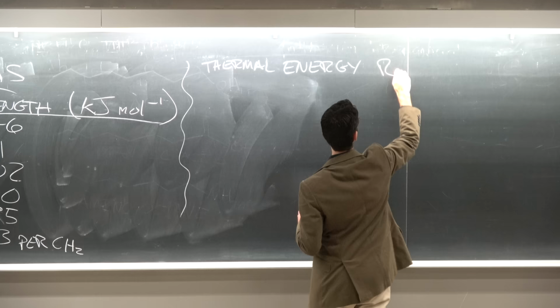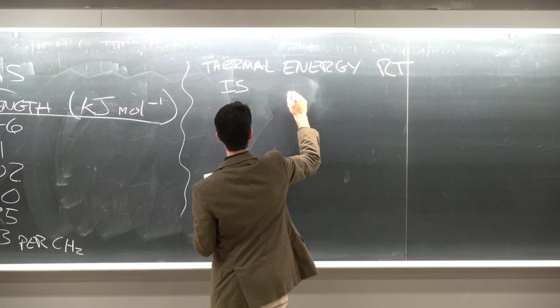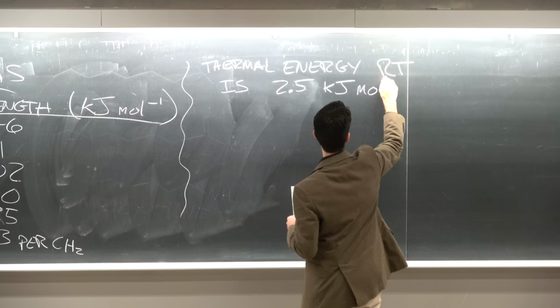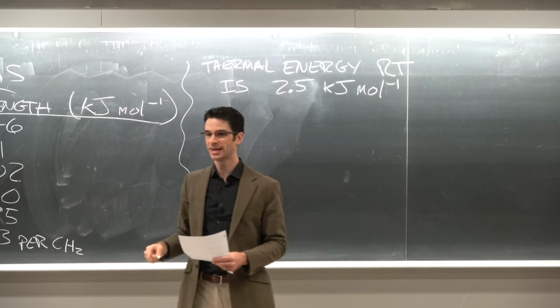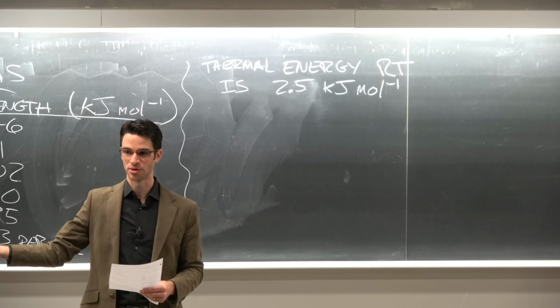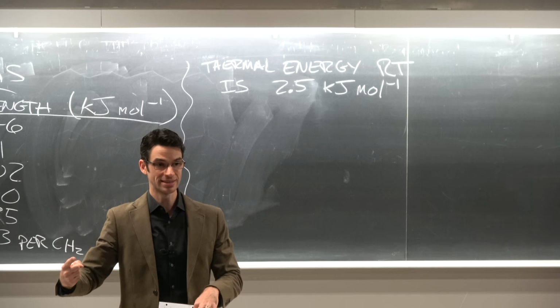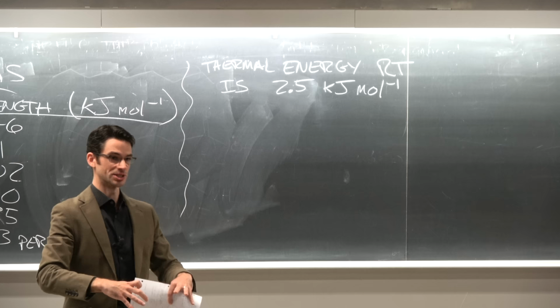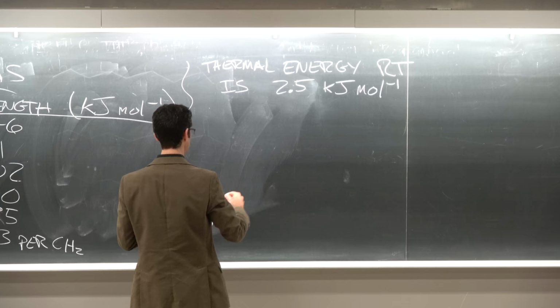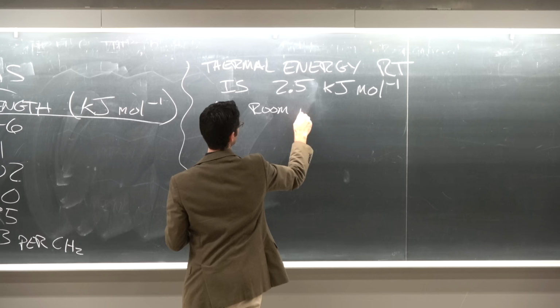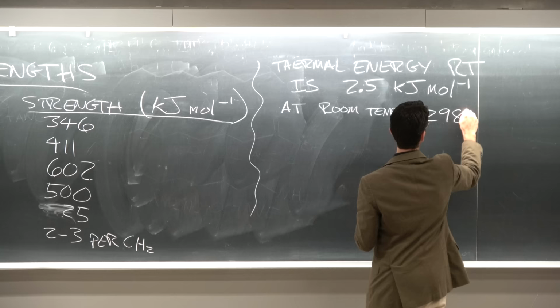Thermal energy RT is 2.5 kilojoules per mole. The rule of thumb is that if an interaction is approximately an order of magnitude greater than the thermal energy, then it will tend to be in a condensed phase at room temperature. You need a bond strength of about 10 times the thermal energy in order to remain a solid or liquid at room temperature. Rough rule of thumb. And that's at room temp of 298 Kelvin.